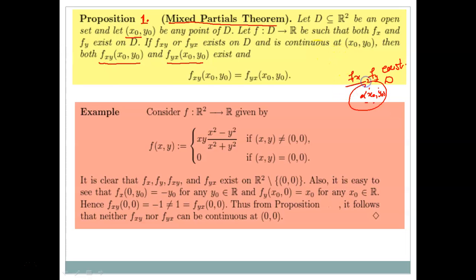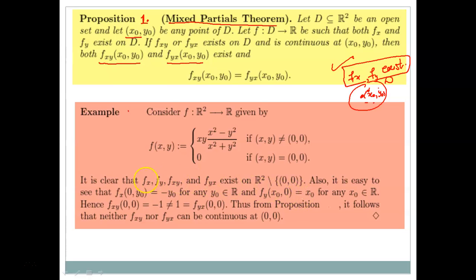Meaning both of these two first order partial derivatives must exist on the whole domain, and at the point (x0, y0) one of these must exist, and then we can say that fxy at (x0, y0) will be equal to fyx at (x0, y0). You can see this example.